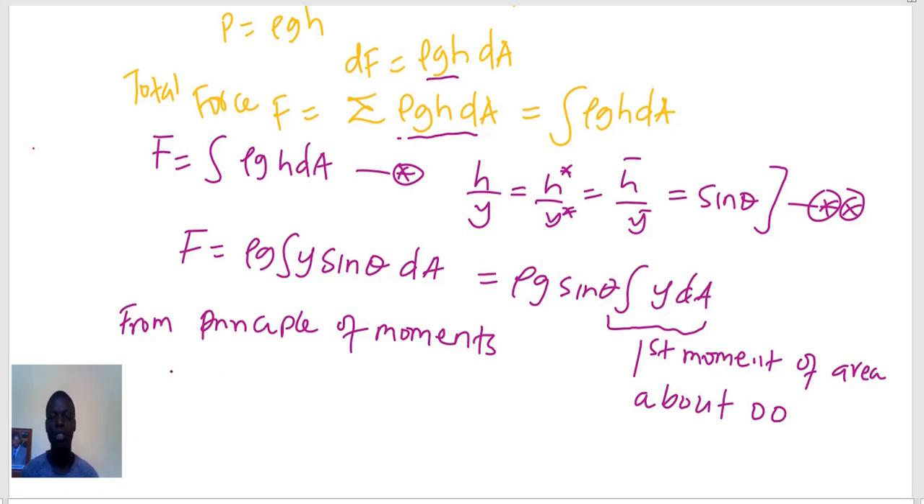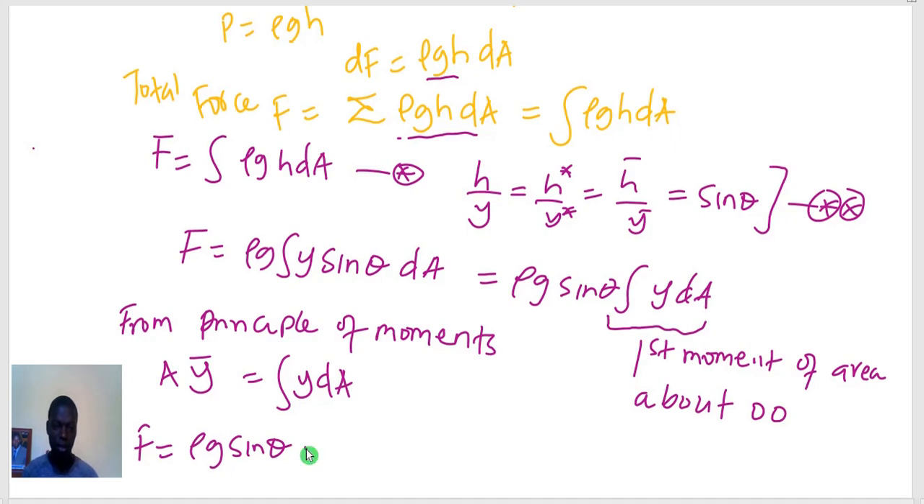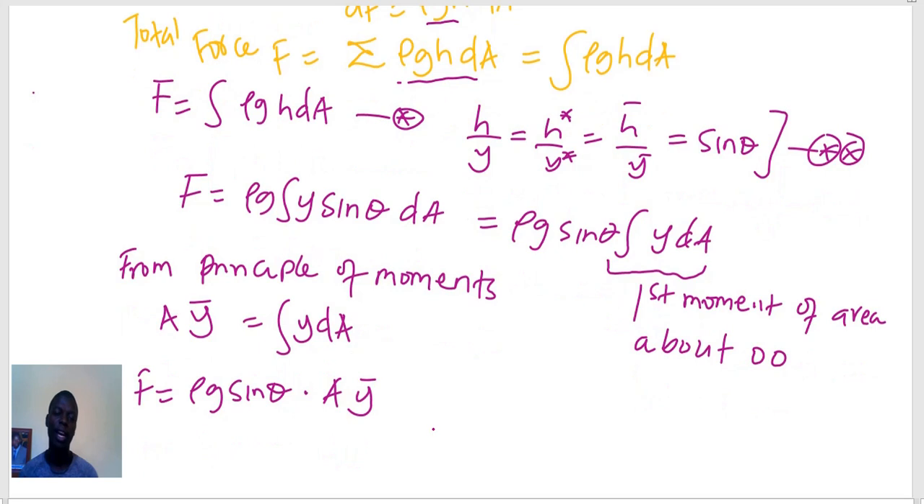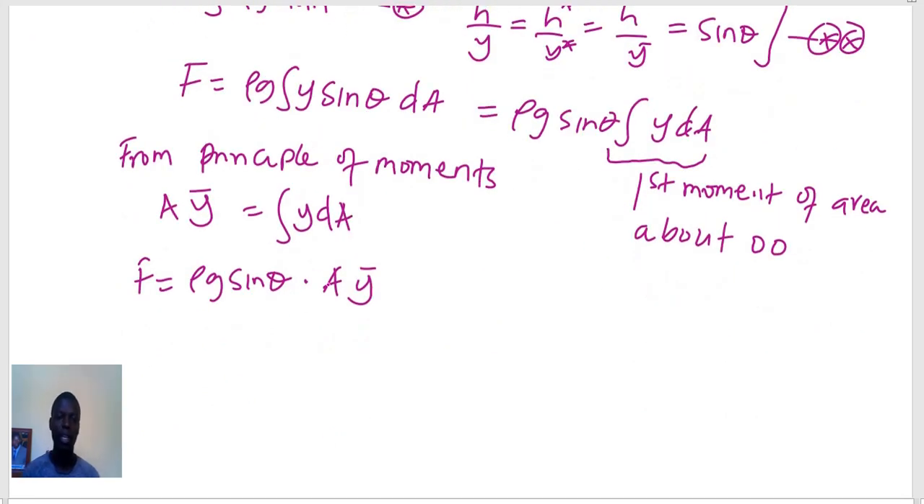From the principle of moments, we know that the integral of y dA is also equal to the moment of the entire area from its centroid to the axis that has been chosen. If the axis is OO, then it will be A times y bar, which is equal to the integral of y dA. So this force F will equal rho g sine theta times A y bar, which is the moment of the entire area about a line OO cutting the free surface. Let us call this equation A.